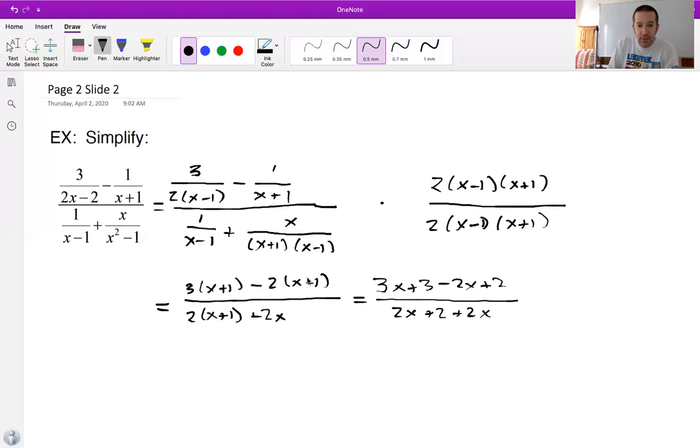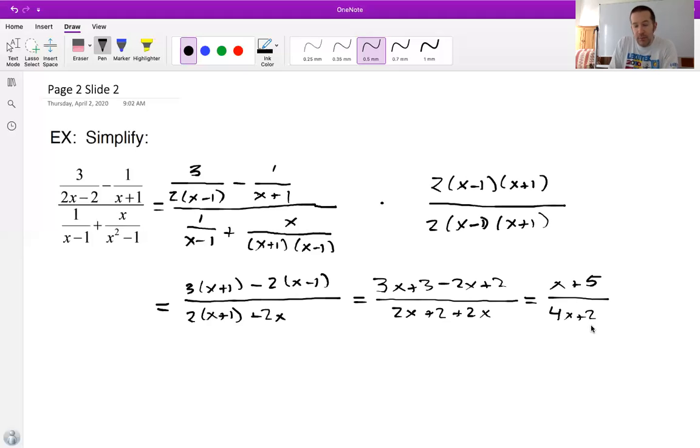You notice I did negative 2 times x and got negative 2x. And I was careful and did negative 2 times negative 1 and got plus 2. Now I just combine all my terms. 3x minus 2x is x. 3 plus 2 is 5. And 4x plus 2 on the bottom.